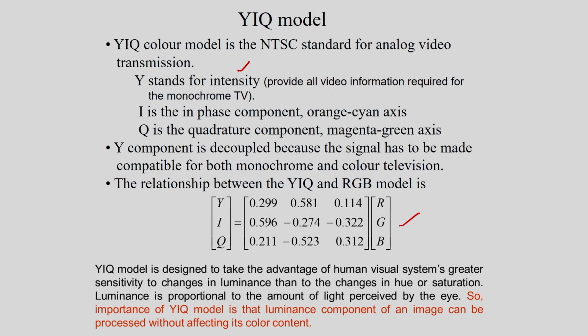In this case the same concept, because Y stands for intensity. So the importance of the YIQ model is that the luminance component of an image can be processed without affecting the color components. So mainly I can separate the brightness or the intensity from the color information. The color information in this case is I and Q, the in-phase component and the quadrature component. That is, I am separating the luminance from the chrominance.